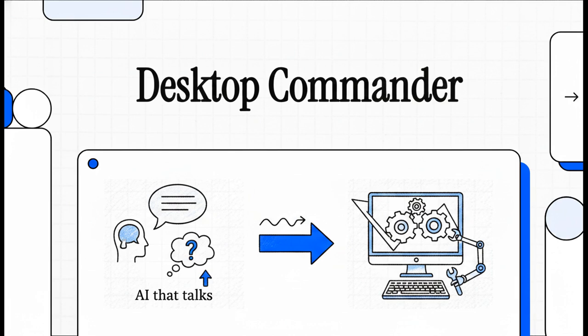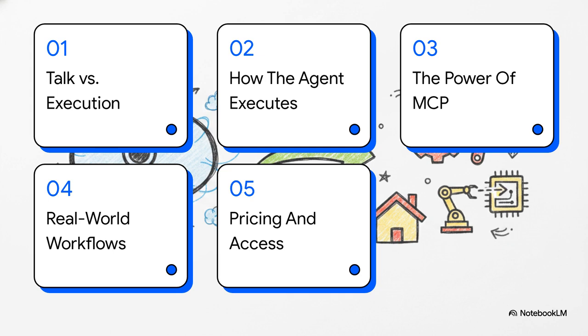We're going to focus heavily today on exactly how it pulls this off. So, for today's explainer, we're going to run through 5 key areas. We'll start with talk versus execution, then dive into how the agent executes, explore the power of MCP, look at some real-world workflows, and wrap up with pricing and access.